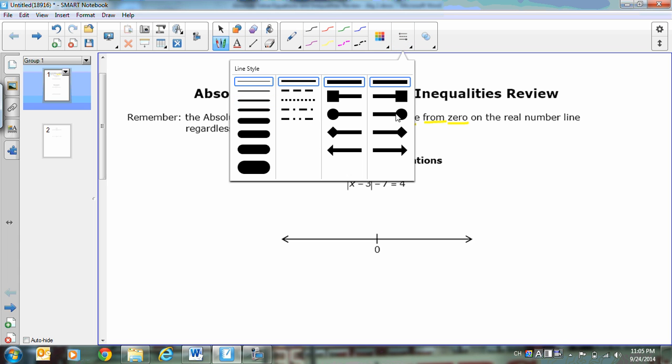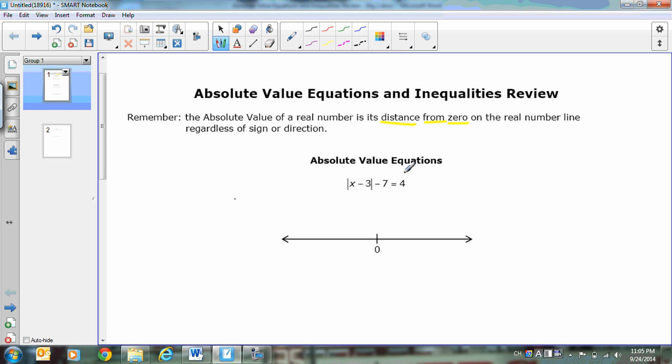All right, so the first thing we're going to do is take a look at this equation and notice that the absolute value symbol needs to be isolated. 7 is being subtracted from the absolute value symbol, so to get the absolute value symbol alone on one side of the equal sign, we will add 7 to both sides. So we'll add 7, and we get the absolute value of x minus 3 is equal to 11.